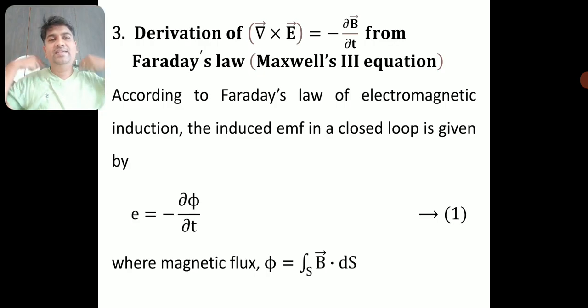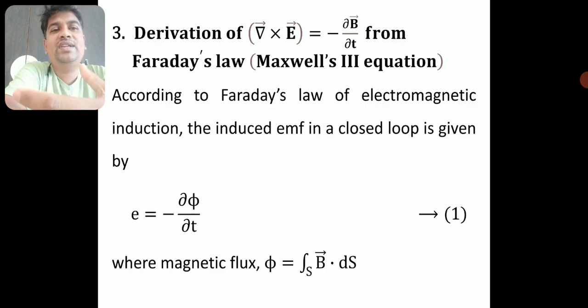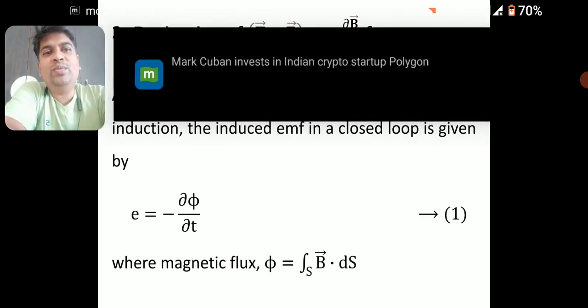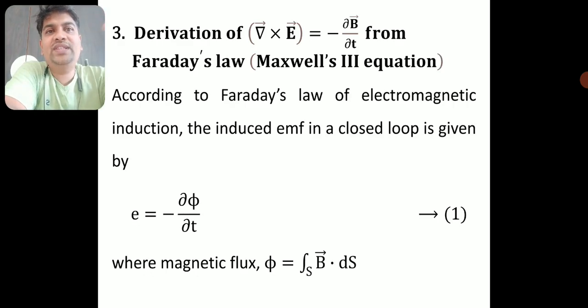Phi is the magnetic flux. This magnetic flux phi is equal to the surface integral of B dot ds. I have been using this equation earlier for electric flux. So electric flux is the surface integral of E dot ds, where I am using the same thing for the magnetic flux. So magnetic flux phi is equal to the surface integral of B dot ds.